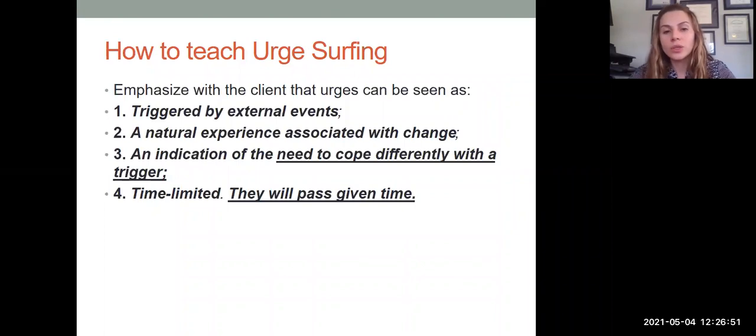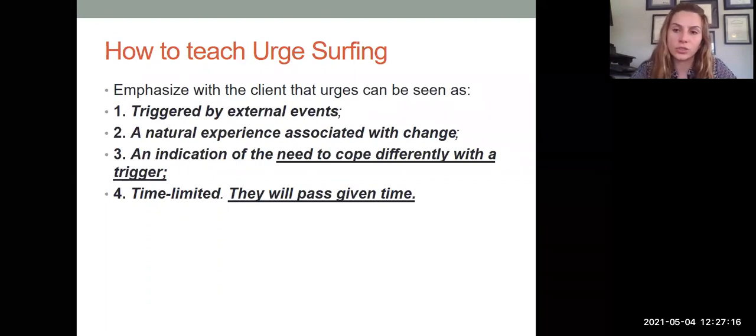Once we're clear of what those thoughts are, then we can help them do what's called urge surfing. That starts with a little bit of psychoeducation, emphasizing that urges are triggered by external events and/or internal triggers. It's not something that comes up in isolation. There is something that cued that thought into awareness.